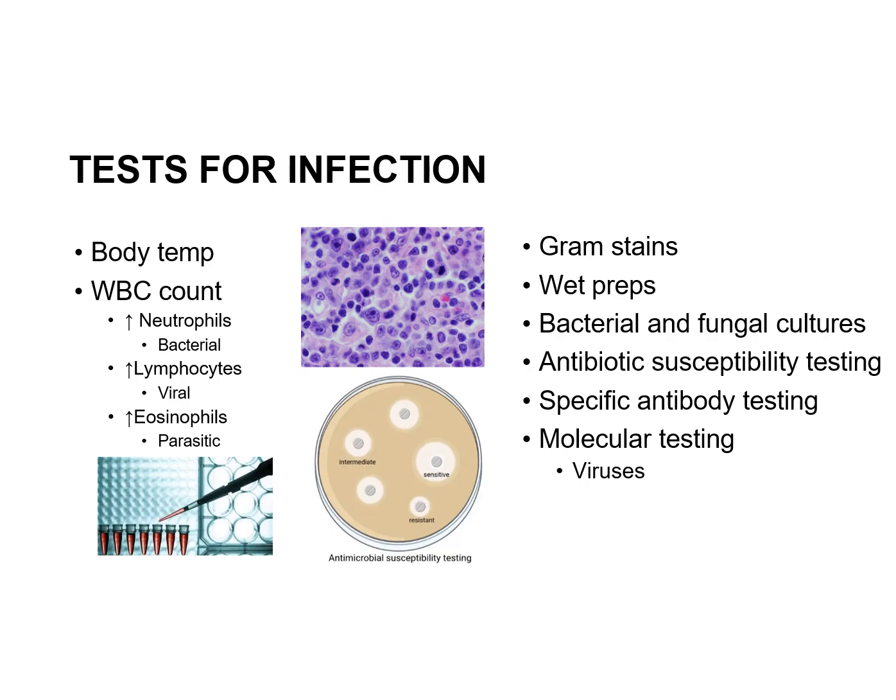From a histology and pathology perspective, direct detection methods are especially relevant. Gram stains and wet preparations allow visualization of organisms, while bacterial and fungal cultures identify viable pathogens and guide treatment decisions. Antibiotic susceptibility testing is critical for determining effective therapy, and molecular testing, particularly PCR-based methods, has become essential for detecting viral infections. All of these tests help correlate what is happening at the tissue level with what is seen clinically and microbiologically.